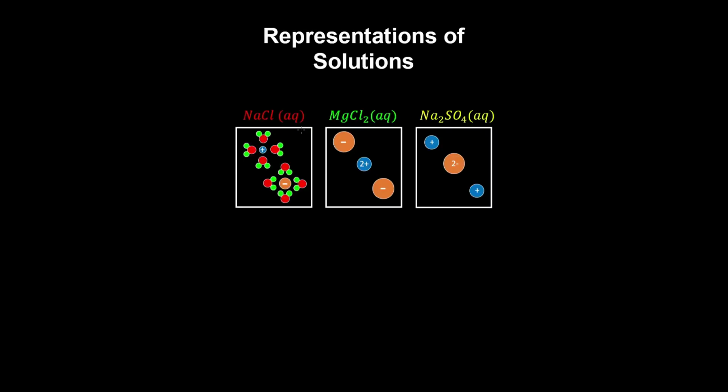Particulate representations can be used to communicate the structure and properties of solutions by illustrating the relative concentrations of the components and the interactions among them. So for example, when an ionic compound, sodium chloride, dissolves in water, it dissociates into a 1-to-1 ratio of sodium cations to chloride anions.